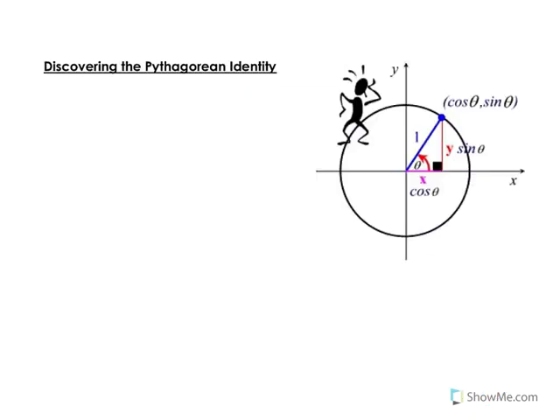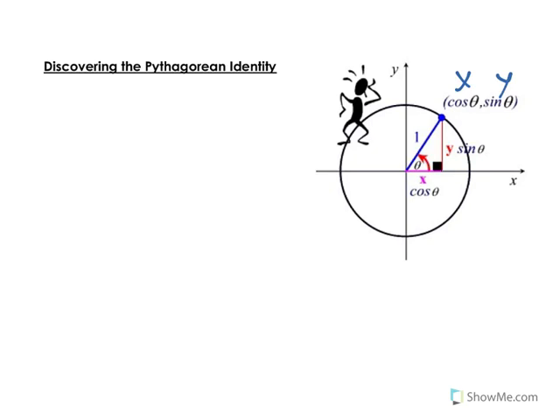Okay, so here's the actual lesson for today. So I have my unit circle over here. Remember that the x value of a coordinate is always the cosine of the angle, and the y value is always the sine. And I have my right triangle over here. Now this is a unit circle, which is why the radius is 1. So that's the hypotenuse of our right triangle.